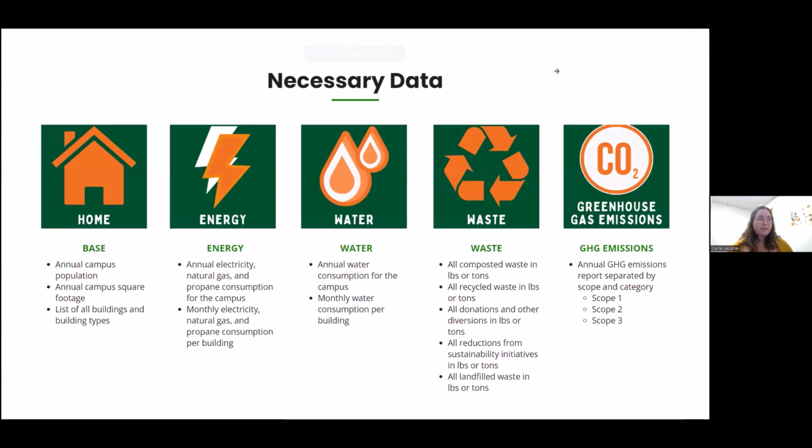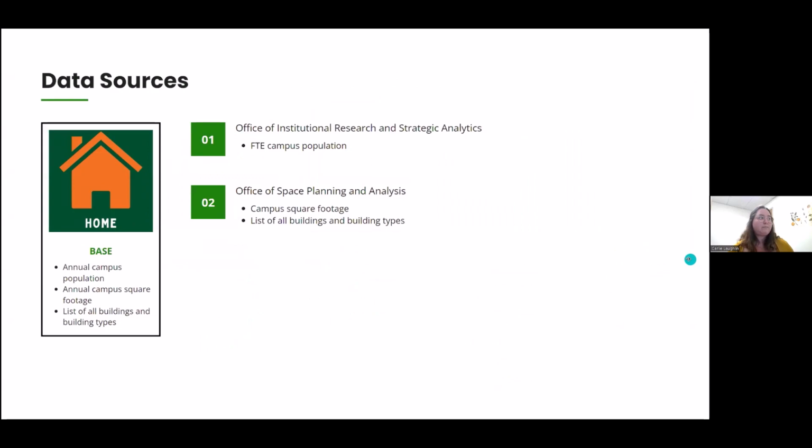When I was sitting down to create these dashboards, I had a list of information that I needed. I needed to know the annual campus population, square footage, a list of all buildings and building types. I needed information for annual and monthly resource consumption for both energy and water. I needed all of our waste, composting waste streams, recycling waste streams, donations, reductions from sustainability initiatives, and landfill. And I needed to know all of our annual greenhouse gas emissions streams, pretty much what all is feeding into our annual greenhouse gas emissions.